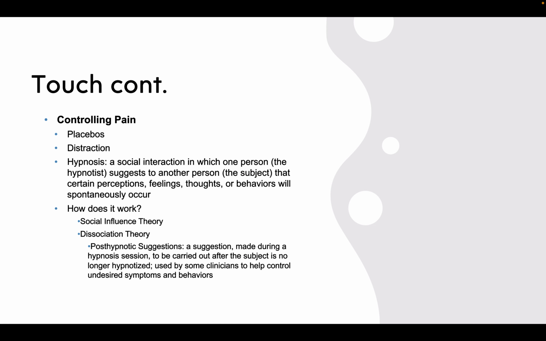So how can we control pain? Well, there's a few different ways. There are placebos. So placebos can help by dampening the central nervous system's attention and responses to painful experiences. The expectation alone can help.